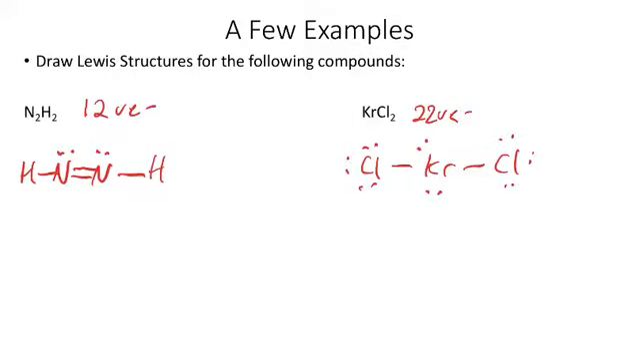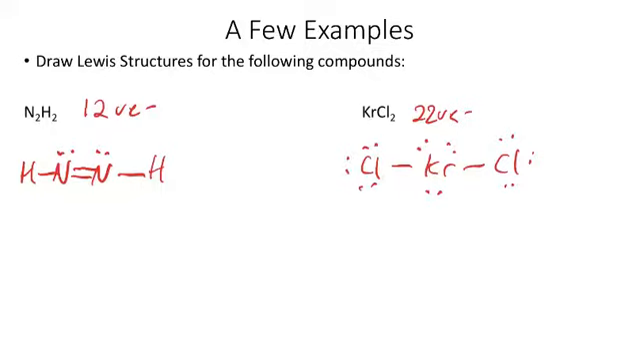We can't just ignore them. We also can't put them on terminal atoms because they can't violate the octet rule. So this molecule is going to have an expanded octet with krypton in the middle. So that extra pair of electrons is going to go on krypton for a total of 10 electrons surrounding krypton.